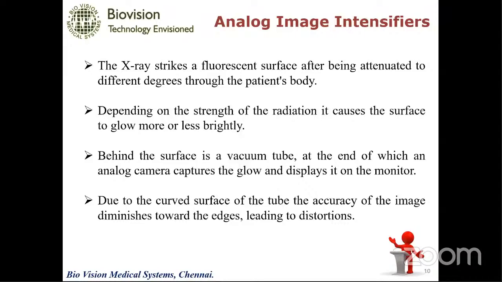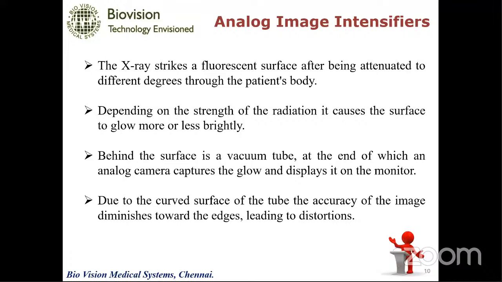One is analog image intensifiers and another one is digital flat panel detectors. So when I say analog image intensifiers, how does it work? The X-ray will strike a fluorescent surface after being attenuated to different degrees by the patient body. The X-ray passes through the patient body and hits the fluorescent surface, and that fluorescent surface will glow based on the input radiation strength. If the X-ray is strong, then the brightness will be greater. So the phosphor screen which we use will be glowing based on the input X-ray. And just behind that, you will have a camera which can capture this phosphor image.